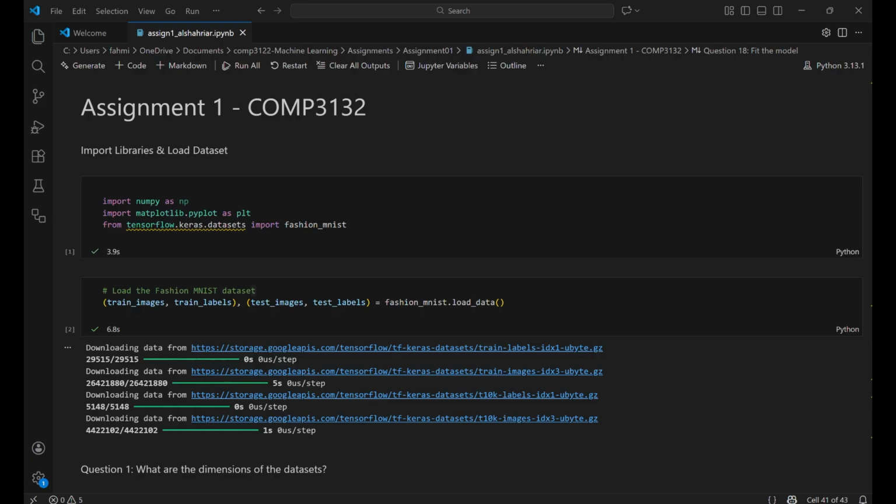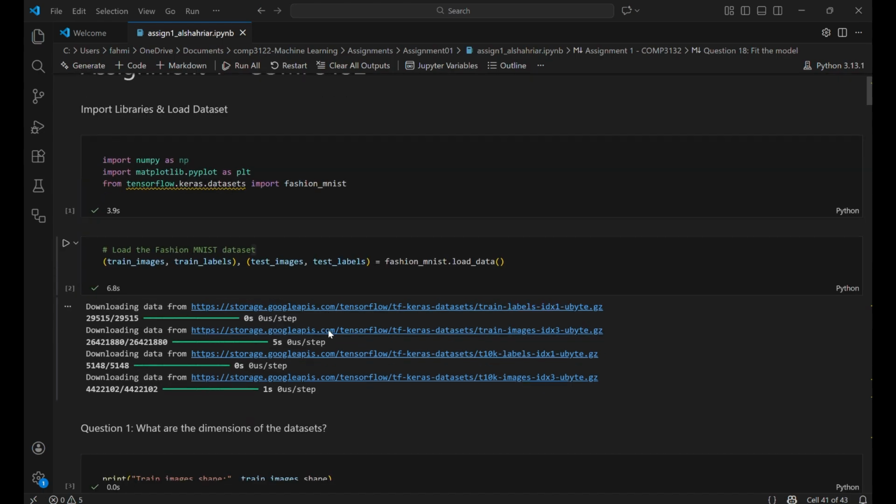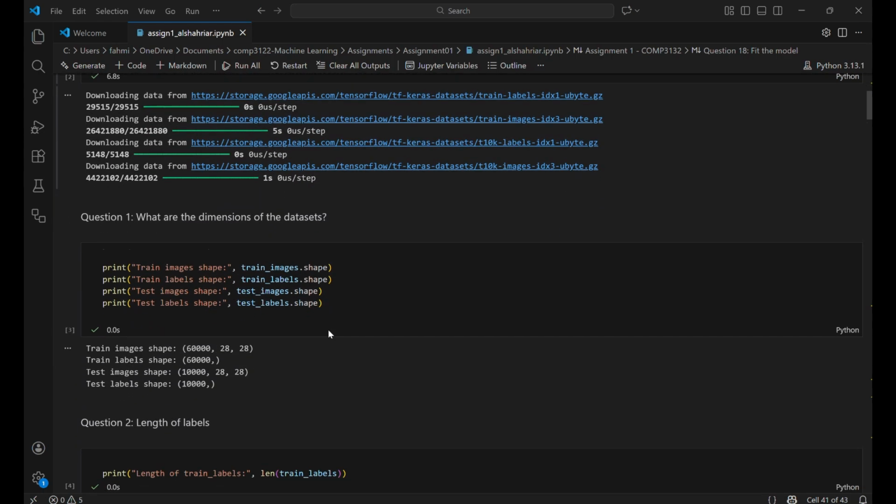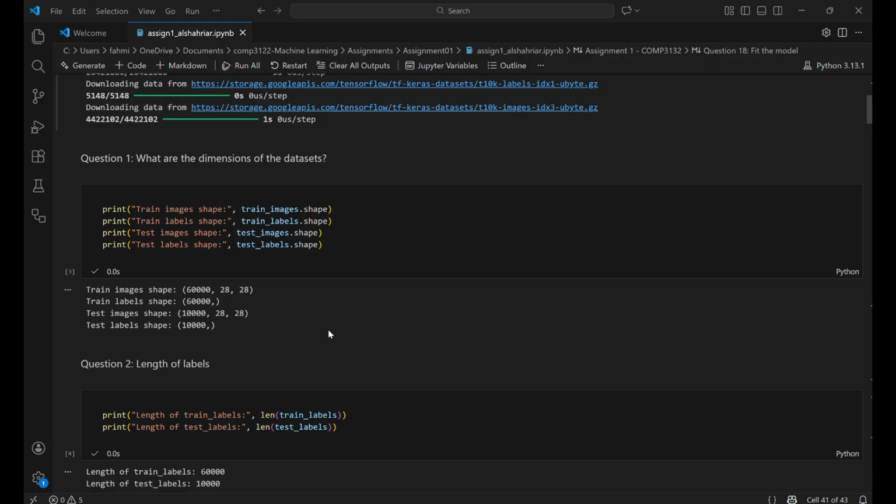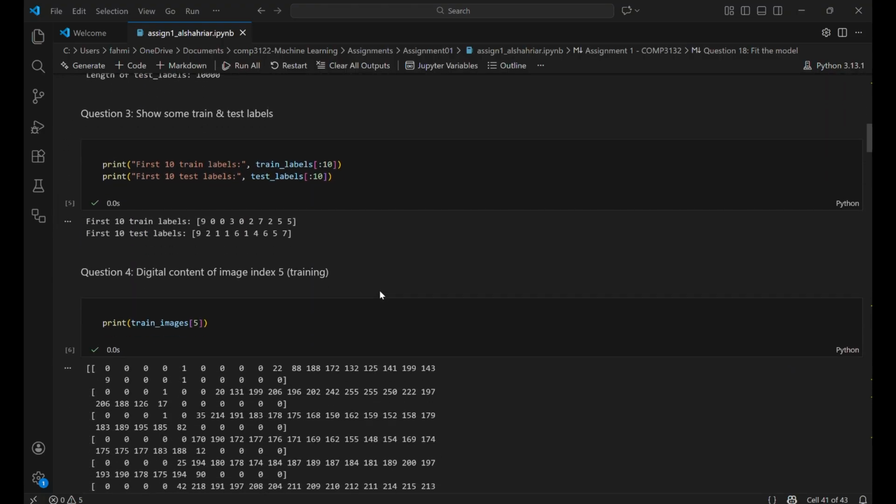Next, I printed some of the training and testing labels and examined the numerical pixel values of selected images from both datasets. I visualized specific images from the training and testing sets using Matplotlib to better understand the structure of the data. Each image belongs to one of 10 fashion categories, such as t-shirt, trousers, dress, sneakers, and ankle boot. I confirmed the class labels by mapping the numeric labels to their corresponding clothing categories.